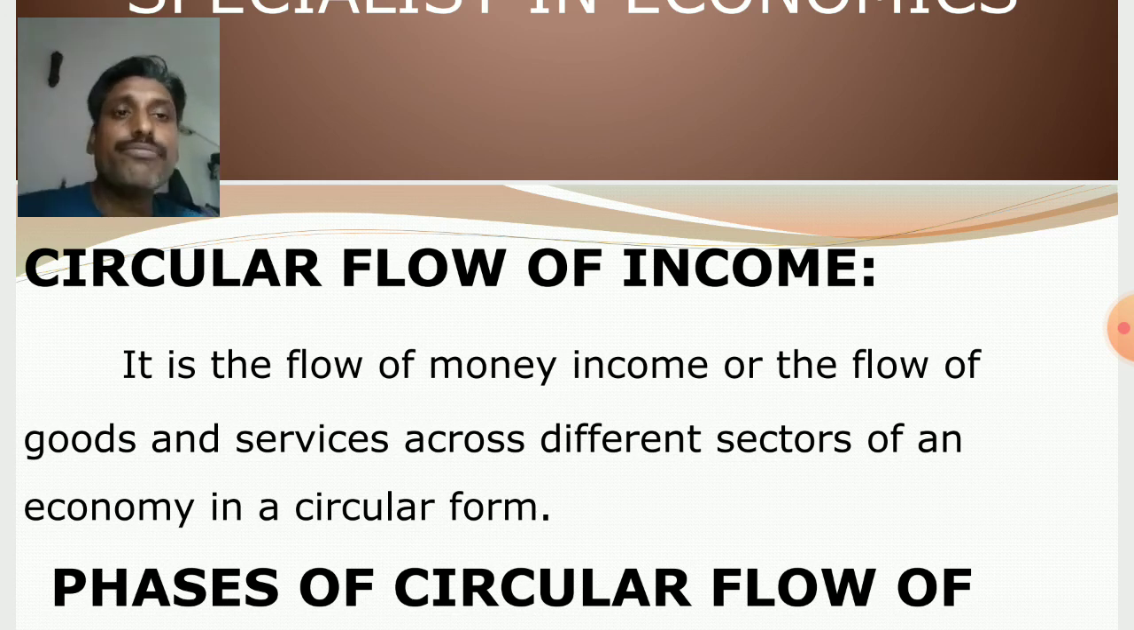How can it be possible? The household sector provides factor services to the farm sector. Factor services means land, labor, capital and entrepreneur. The household sector provides factor services like land, labor, capital and entrepreneur to the farm sector, and in return the farm sector provides goods and services to the household sector. So circular flow of income is the flow of money income or the flow of goods and services across the different sectors of an economy in a circular form.